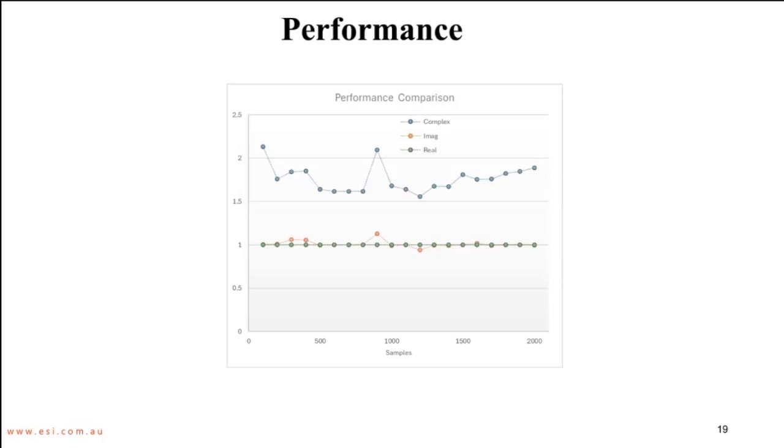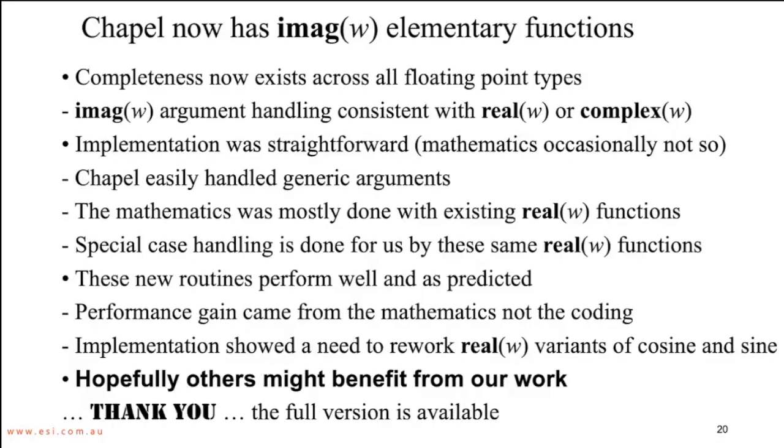In other words, with a complex argument and returning a complex result. The gains were as expected, because most formulae with an imaginary argument call only real functions. Success. We now have imaginary elementary functions for Chapel. Implementations are complete and consistent for all floating point types.